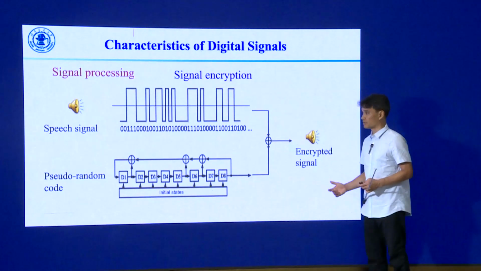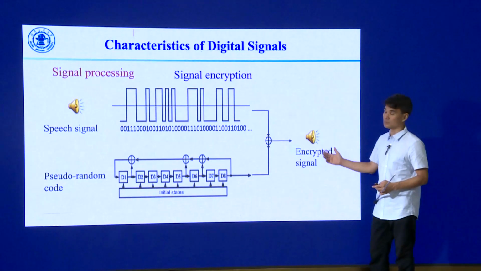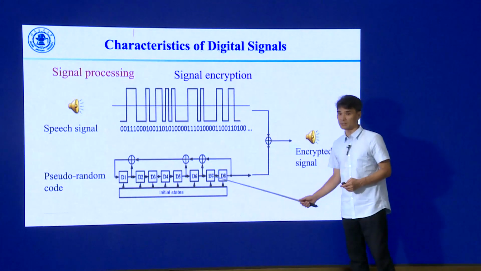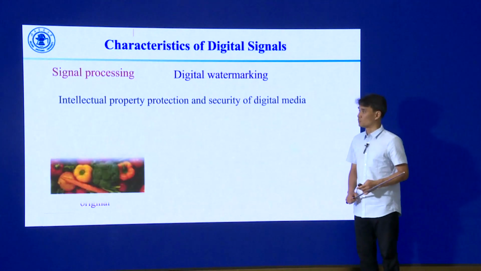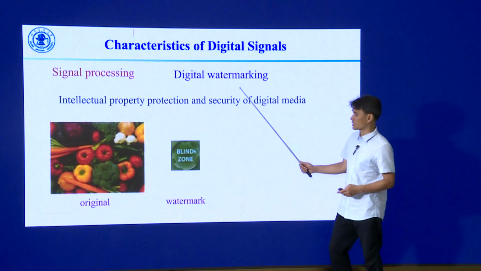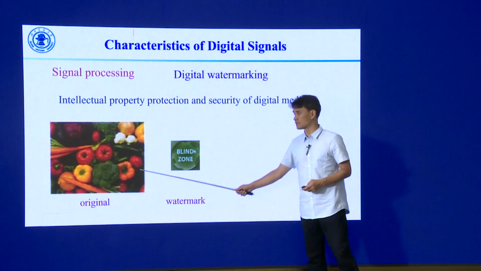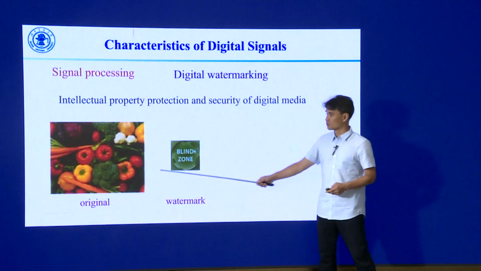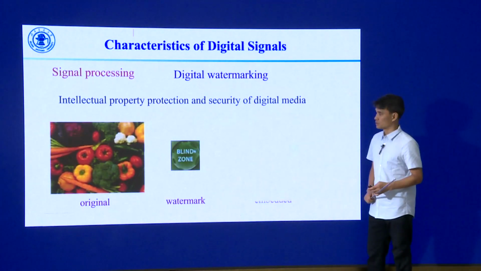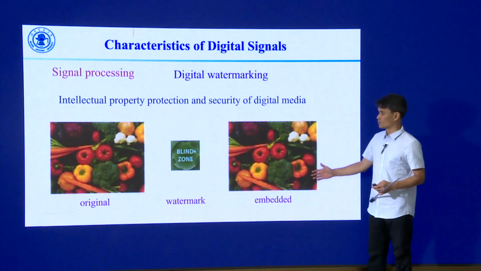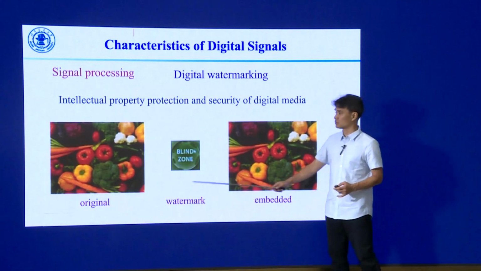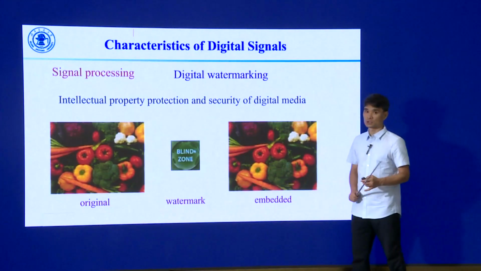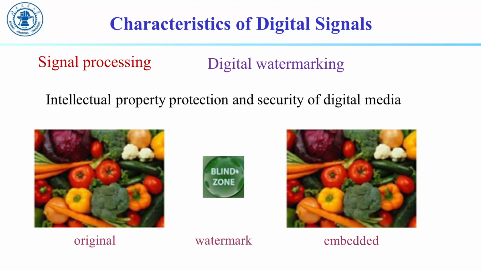And you won't be able to hear anything here because it is already encrypted using digital techniques. With digital watermarking, we can also embed some trademarks into the original digital image. So this already has the watermarks embedded, but you won't be able to tell the difference between these two images. That will give us some advantage for IP protection.